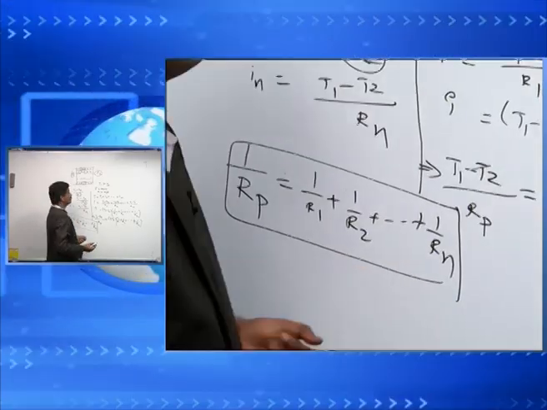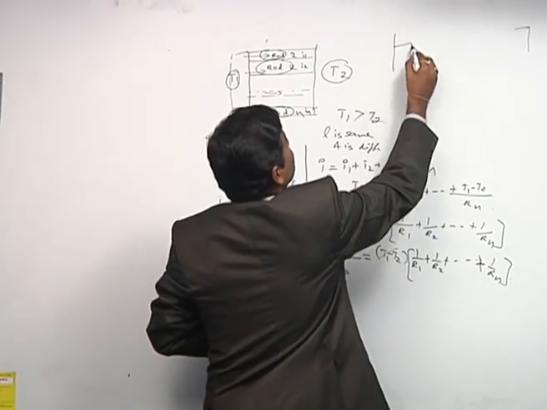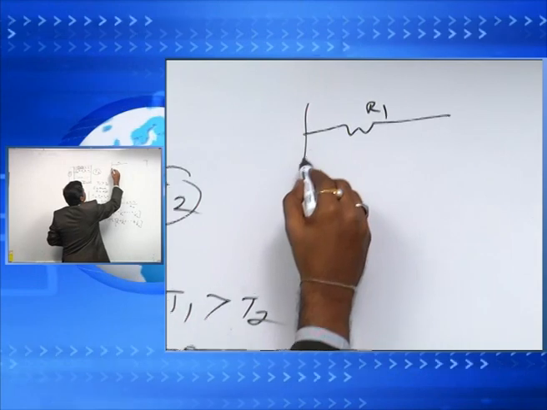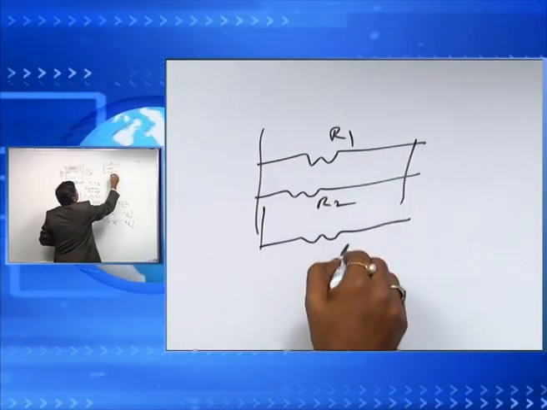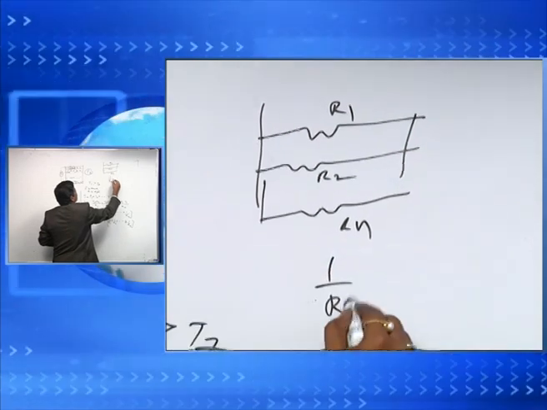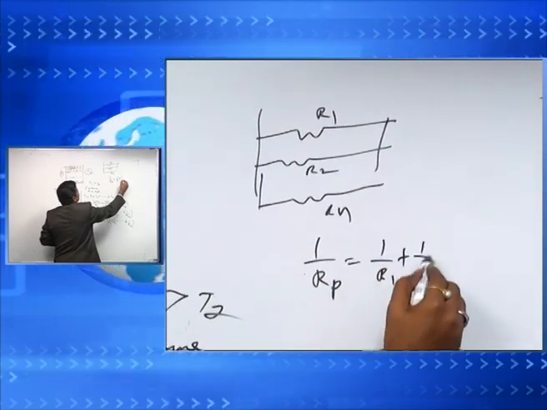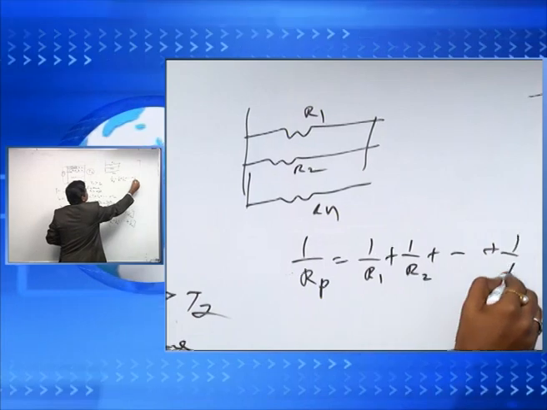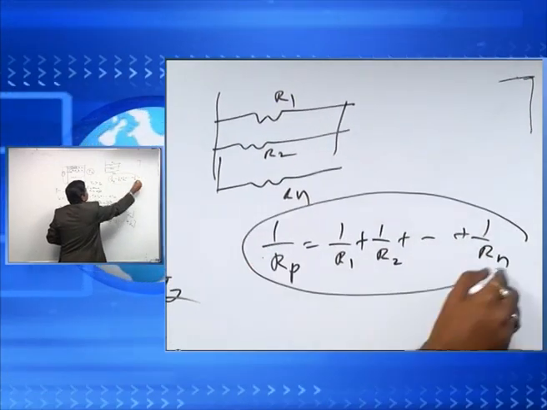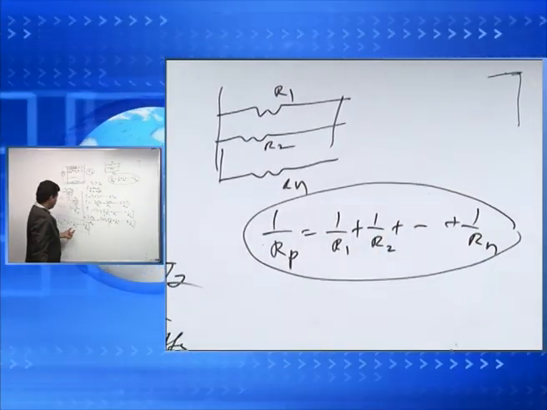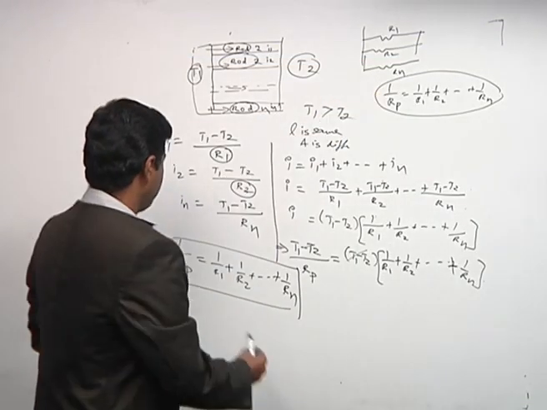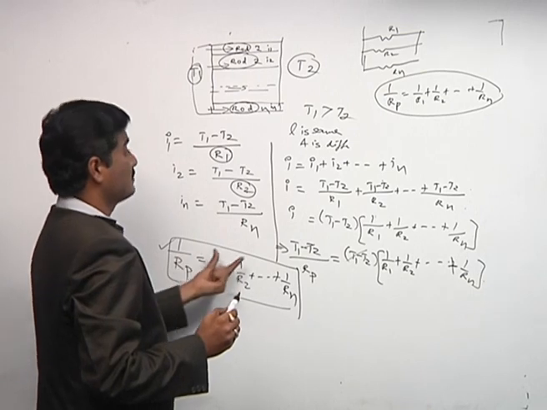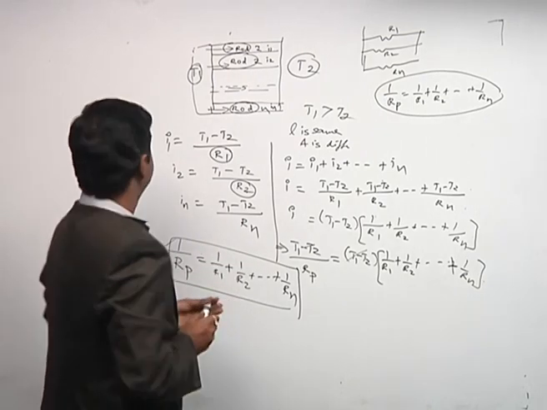If you observe this in electrical resistors, this is R1, connected in parallel with R2 and Rn here. So here also we get 1 by R1, 1 by R2, and so on. The same thing is applicable in electricity also. This is the effective resistance in the parallel combination.